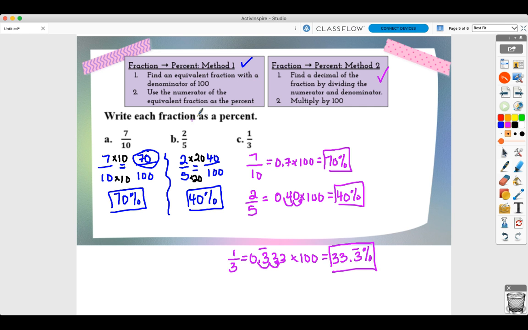So that is method 2. It doesn't matter to me which way you use, but you're going to have to make sure you learn the purple one, method 2, no matter what, because not all fractions can be converted into an equivalent fraction with 100 as the denominator. All right, thanks.